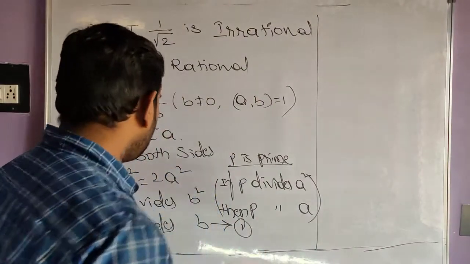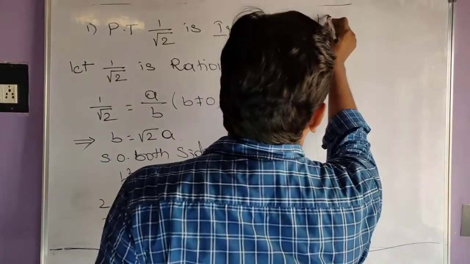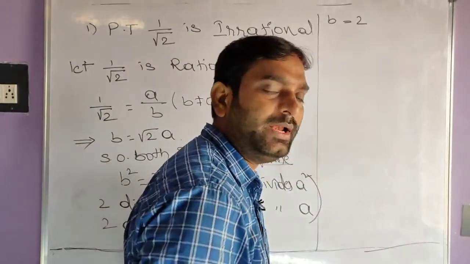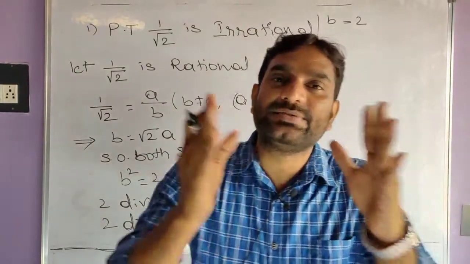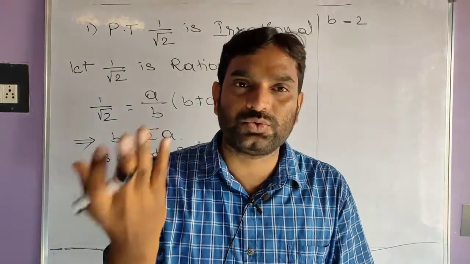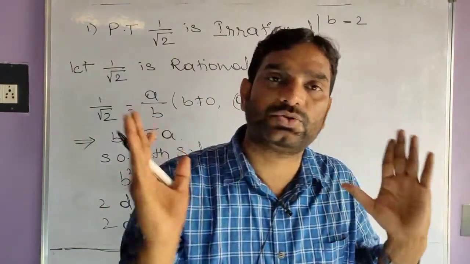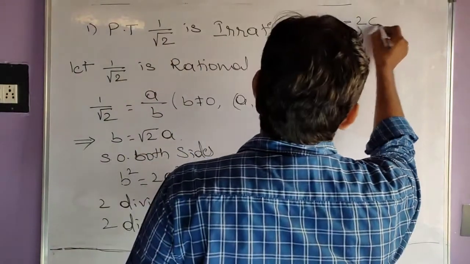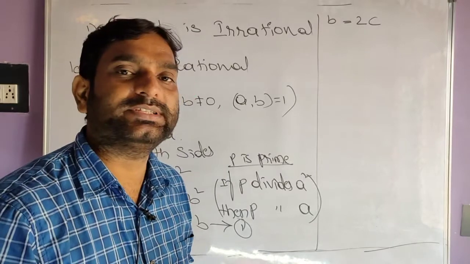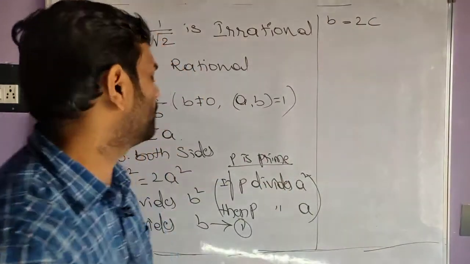Now, 2 divides b, nothing but b is a multiple of 2. Am I right? b is divisible by 2, nothing but b could be 2, 4, 6, 8 and so on. Then only it is divisible by 2. So take b is equal to 2 into c, where c is a positive integer.